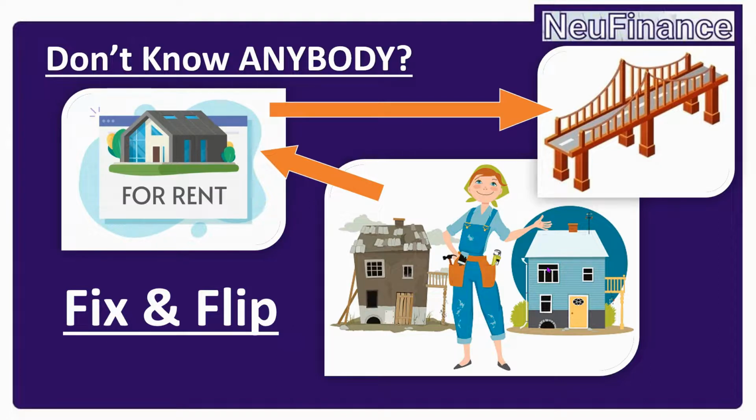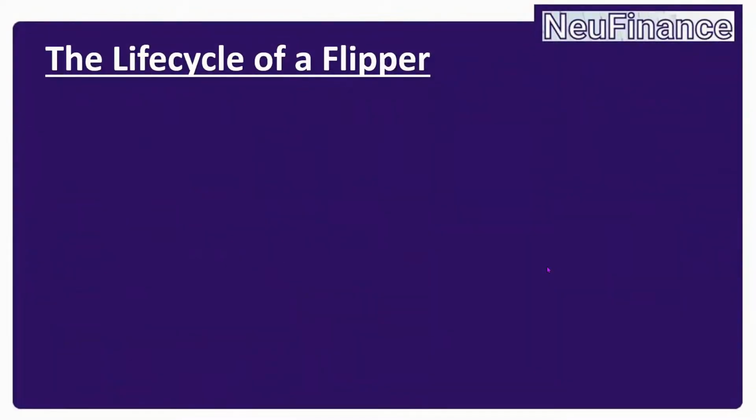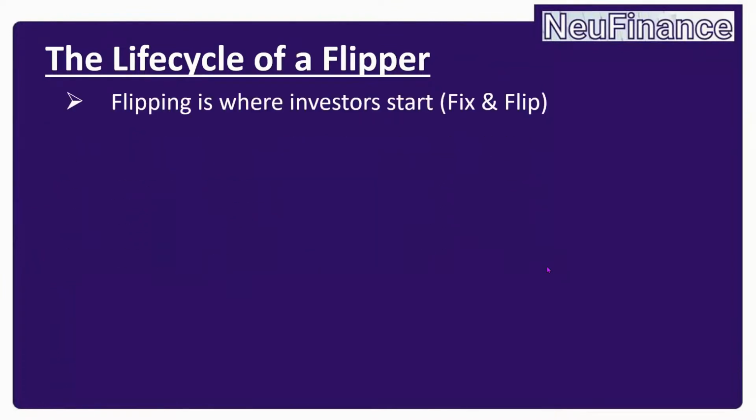So what I'm going to do is go through the life cycle of a fix and flipper so you can see what I'm talking about. Here's a typical life cycle of a fix and flipper. Number one, flipping is normally where most investors start, unless they're just looking to do rental properties. A lot of very ambitious investors want to start on the fix and flip side, and the reason is the ease of entry.